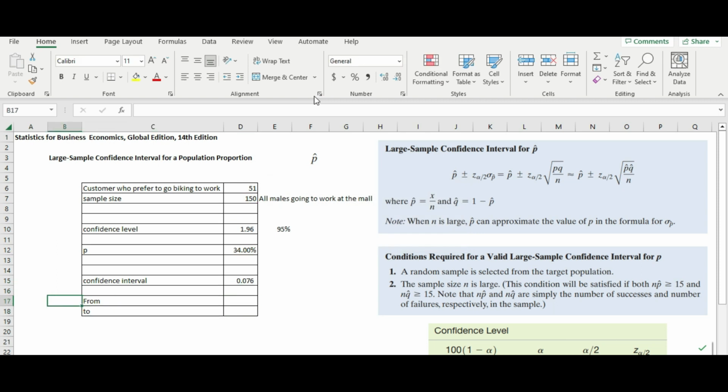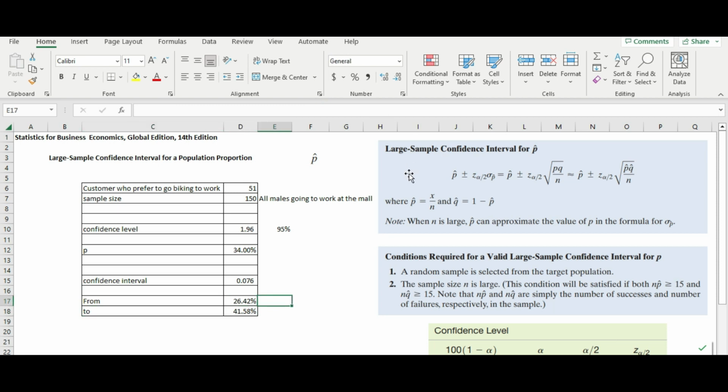Now we will compute the confidence interval. The confidence interval for the 34% of people who want to bike is around 26.4% to 41.6%. So that's the confidence interval.